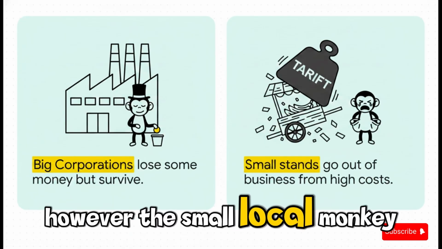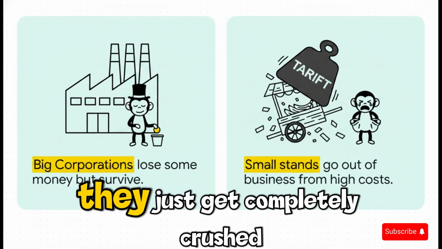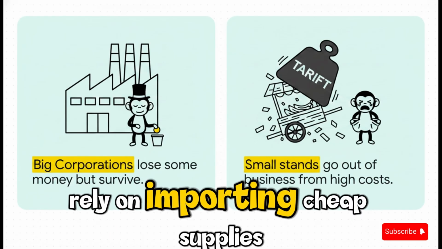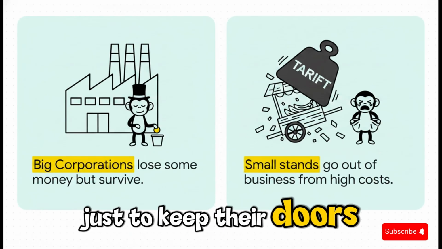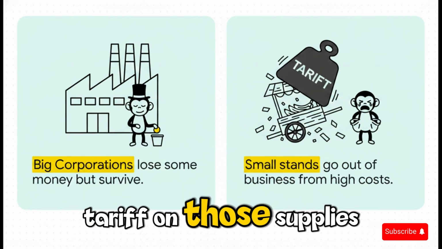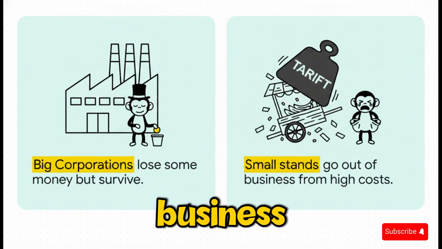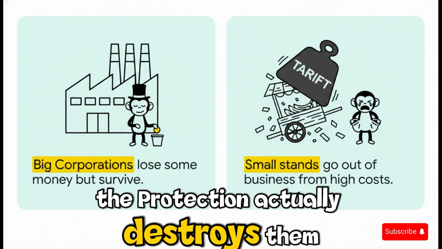However, the small, local monkey banana stands, they just get completely crushed. Why? Because small businesses often rely on importing cheap supplies just to keep their doors open. When the government slaps a tariff on those supplies, the local stand's overhead completely skyrockets, and they go out of business. The protection actually destroys them.